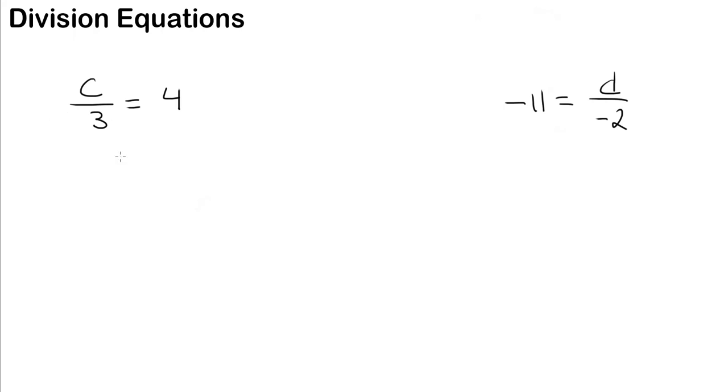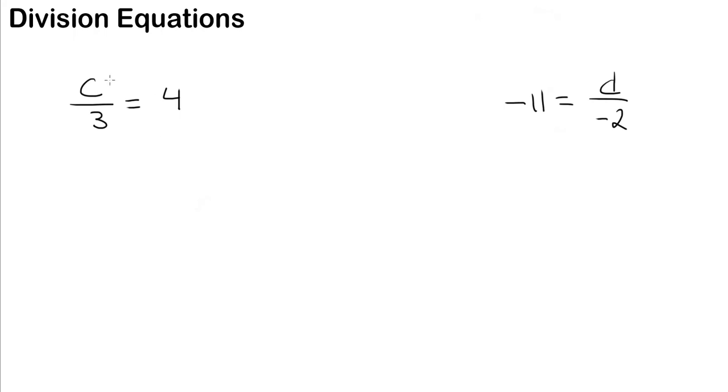All right, so let's take a look at some division equations. You see this first example here says c over 3 equals 4. Remember that a fraction is a form of division, so I can read this as c divided by 3 equals 4. So think about what that means. There was some number, it got divided by 3, and the answer was 4. You probably already know what the answer is, but let's go through the process.